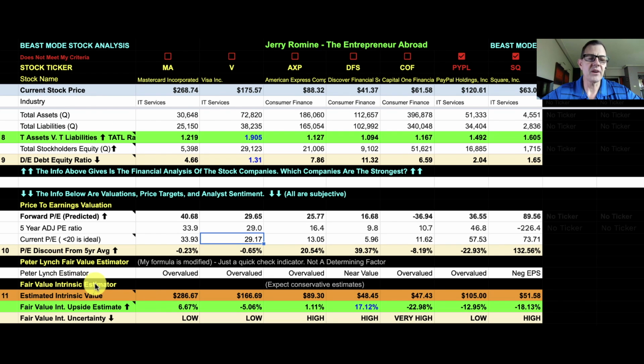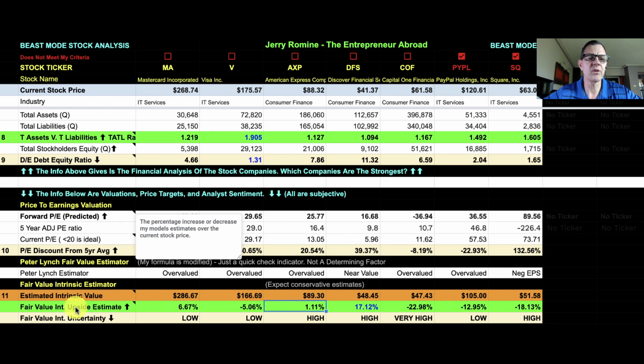All right, the Fair Value Intrinsic Estimator is a conservative estimate for the future value of a stock. And let's go through this for each of the different companies. We've got MasterCard currently trading at $268.74, and we've got an estimated intrinsic value of $288.67. Visa, $175, estimated $166. American Express, $88, estimated $89. Discover Financial, $41, estimated $48. Capital One Financial, $61, estimated $47. We've got PayPal, $120, estimated $105, and Square at $63 with an estimated of $51.58.